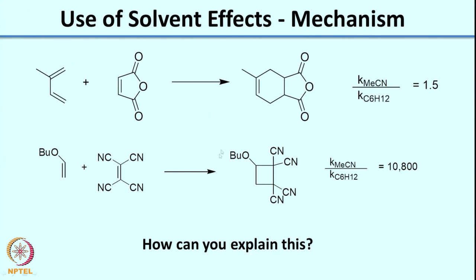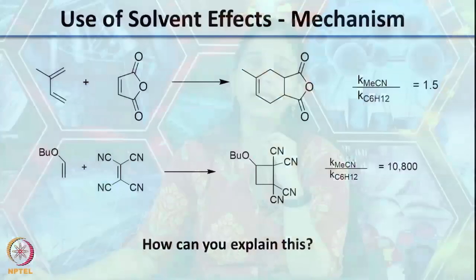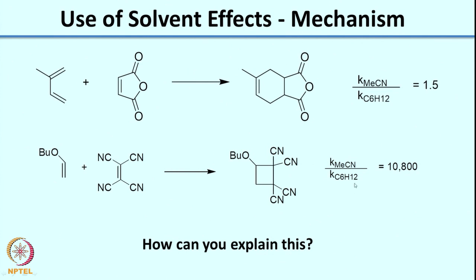Now this is another reaction. This is also an addition reaction. So I have two pi bonds coming together to form cyclobutane. Here when I decrease the solvent polarity, I see a drop in the reaction rate. So in acetonitrile, which is the more polar solvent, the reaction rate is 10,800 times more than cyclohexane. So this is a huge difference compared to the tiny 1.5 that we see in the Diels-Alder reaction.